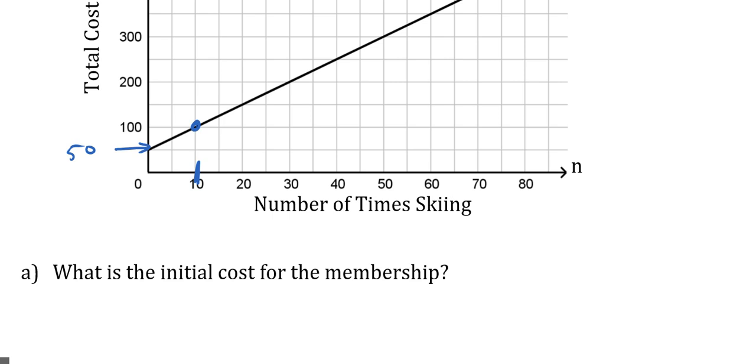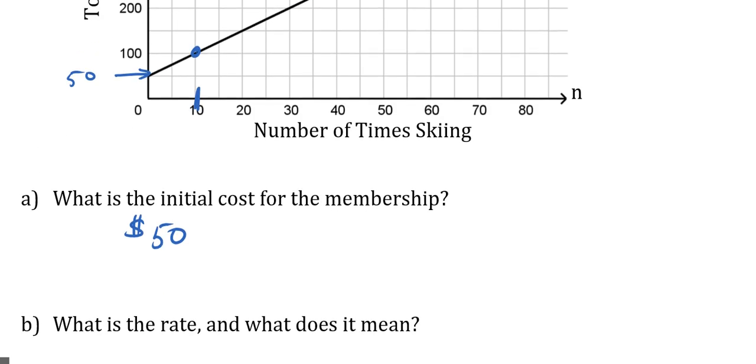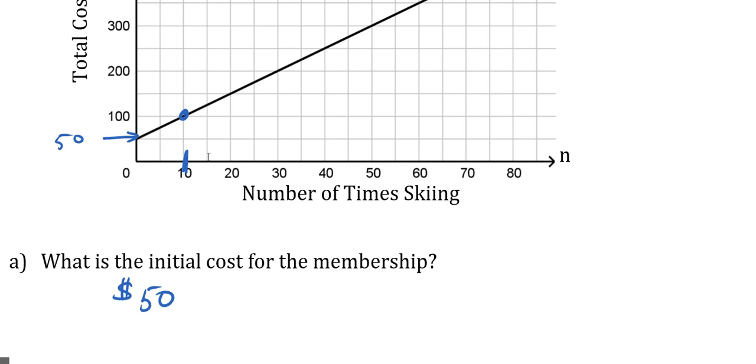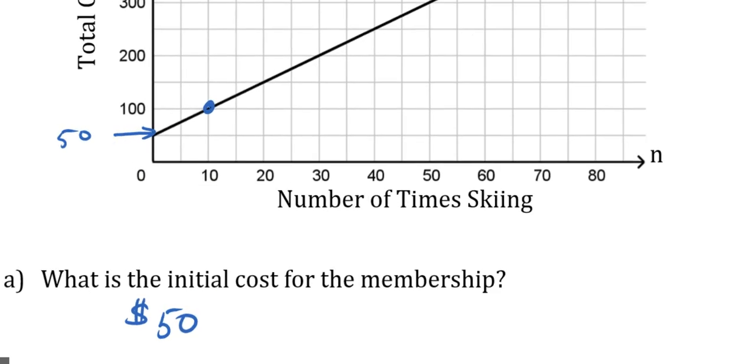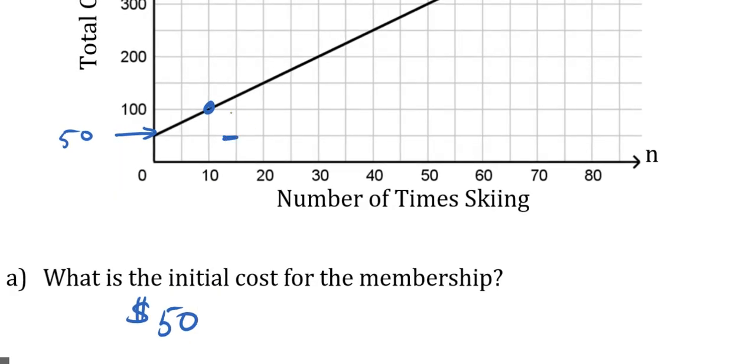Let's see, what is the initial cost for the membership? So there you go. Already figured that out. It's $50. What is the rate, and what does it mean? So again, I can't zoom in any further, but this went from there to there, which was adding $50, because I went from 50 up to 100, so that was an increase of 50.